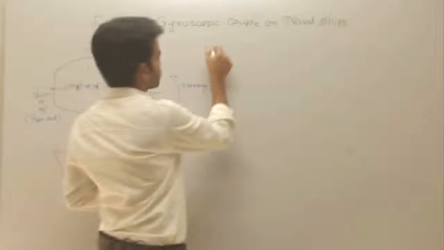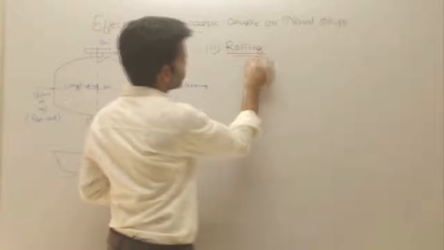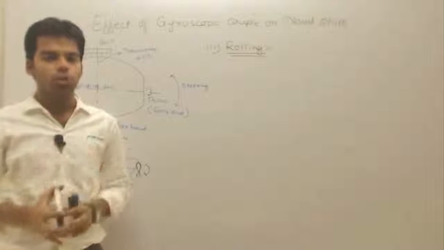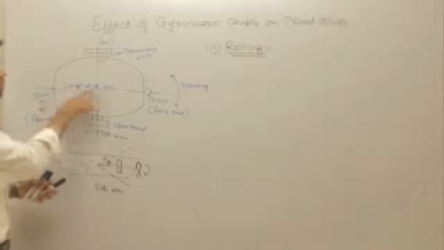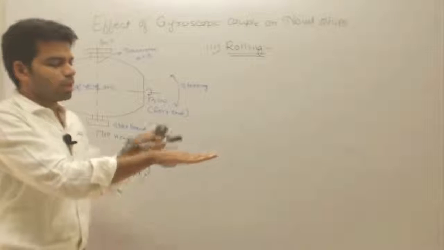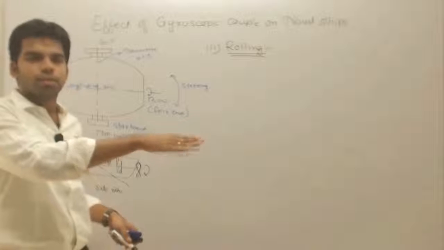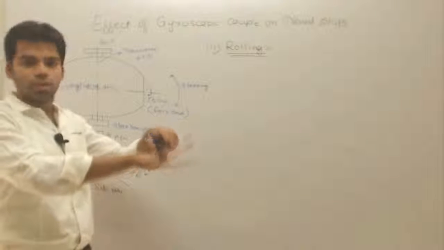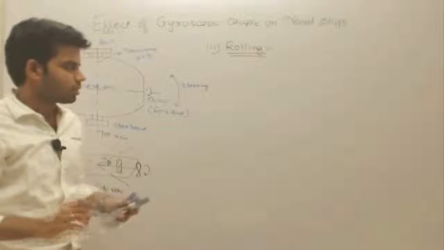The third phenomenon is rolling. Now, what is the effect of gyroscopic couple during rolling on a naval ship? What actually is rolling? Rolling means the ship moves about the longitudinal axis. Suppose this is the ship and this is turning about the longitudinal axis like this. This phenomenon is called rolling. This phenomenon is called pitching, turning about the transverse axis. And just turning left and right is nothing but steering, as we have already seen.